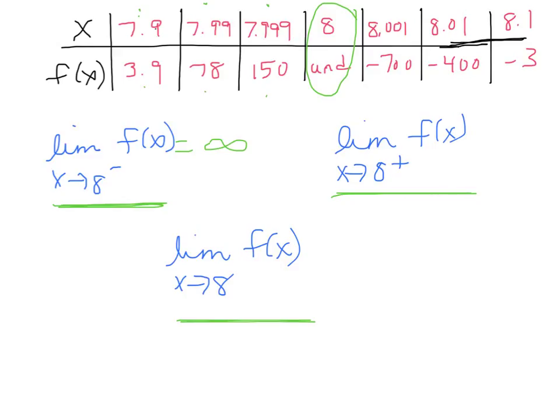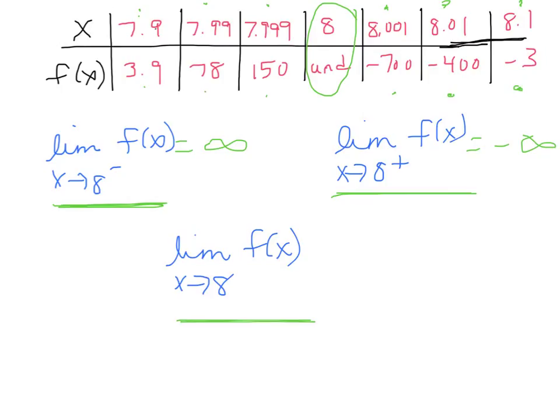If I take a look at 8.1 from the right-hand side and start approaching, I notice I'm at -3. At 8.01, I'm at -400. At 8.001, I'm at -700. This one looks like it's approaching negative infinity. Well, I'm not approaching the same thing. In fact, I know there's an issue at 8.